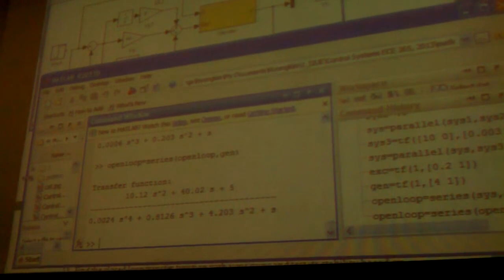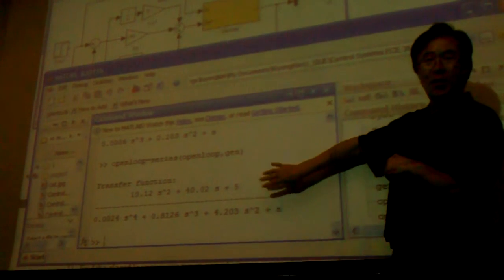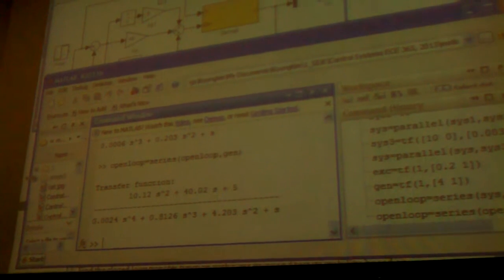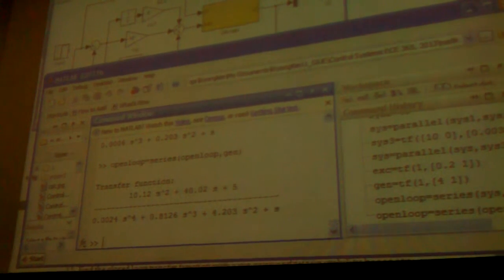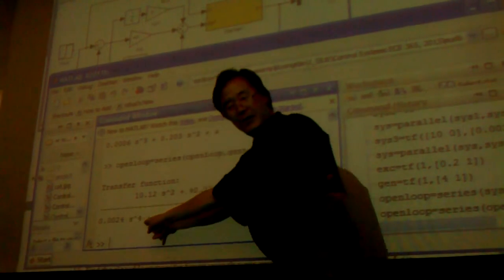So what is the pole? How many poles? There are 4 poles. Okay. So how do you find the poles and zeros?